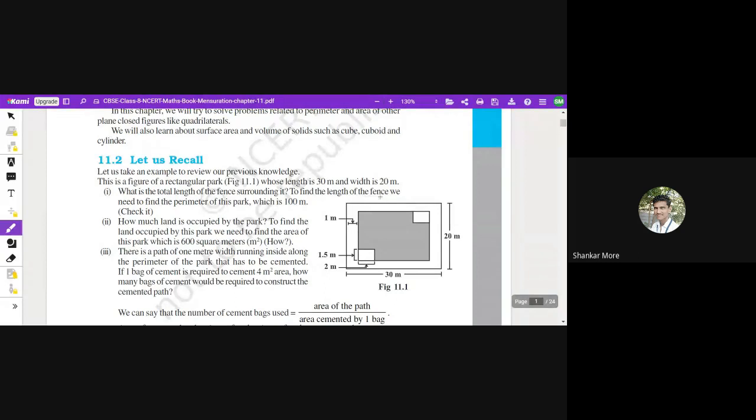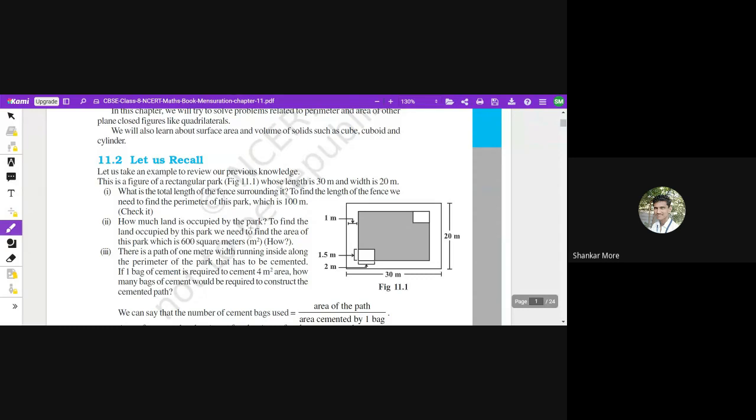To find the length of the fence, we need to find the perimeter of this park, which is 100 meters. मतलब इसके जो sides है, तो ये sides की length क्या है in total, और इसका जो fence इसकी length क्या है? So how we are going to calculate it? We just have to add all of the sides. So 30 plus 20 plus 30 plus 20, that is 50 plus 50 is 100 meters would be its perimeter, or the length of its fence, right?